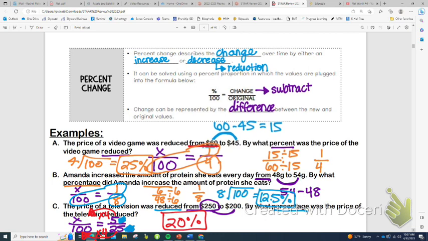So now you should remember how to solve for percent problems and percent change problems. Make sure you refer back to your notes if you forget.